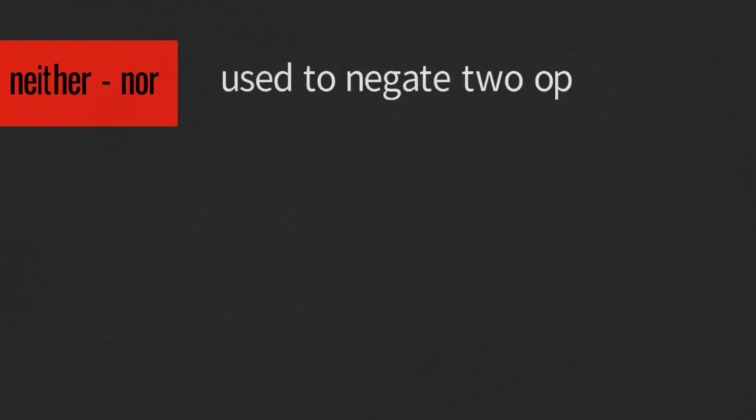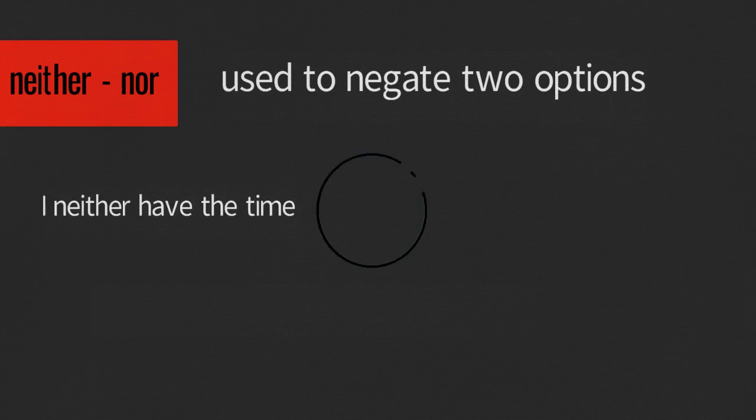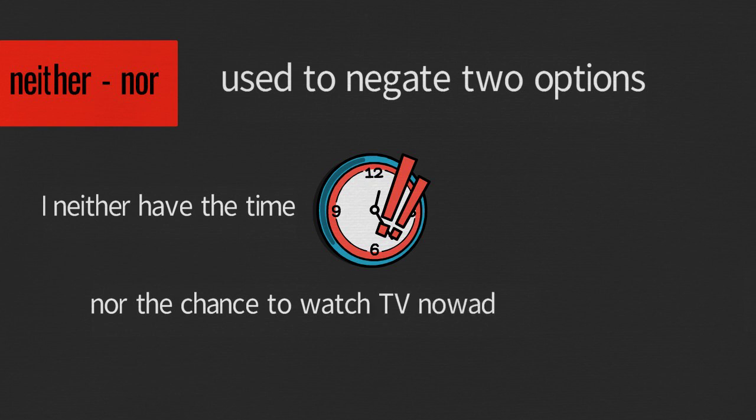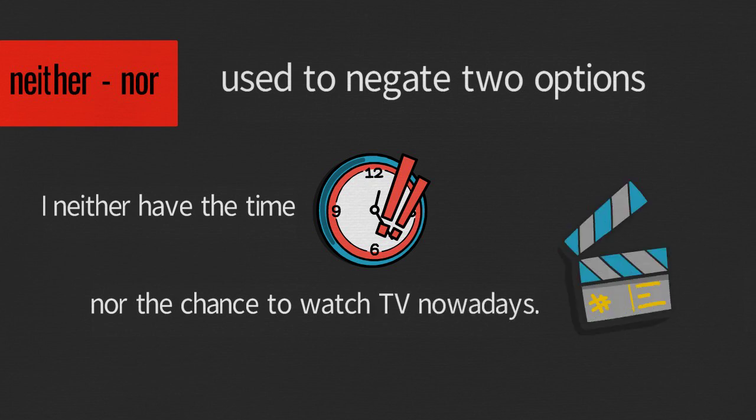Next, we have neither nor. It might look a little bit similar to the previous pair. However, neither nor is used in a totally different condition. It is used to negate two options. Negate means to impose a negative situation. For example, I neither have the time nor the chance to watch TV nowadays. This means that the subject lacks time and the chance to carry out the activity.